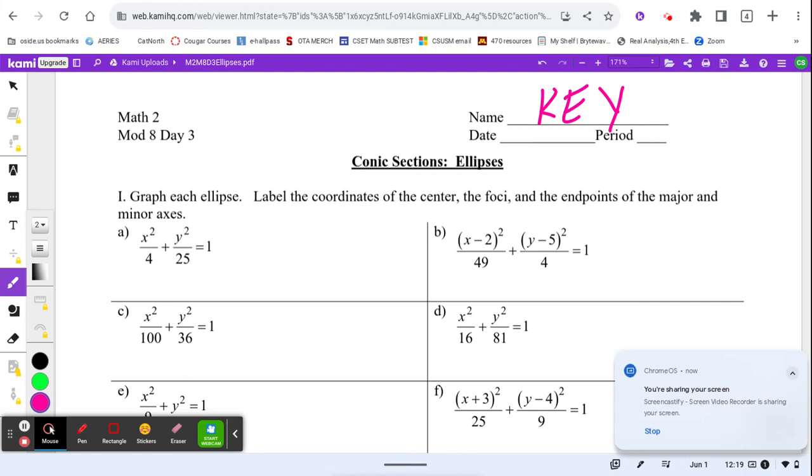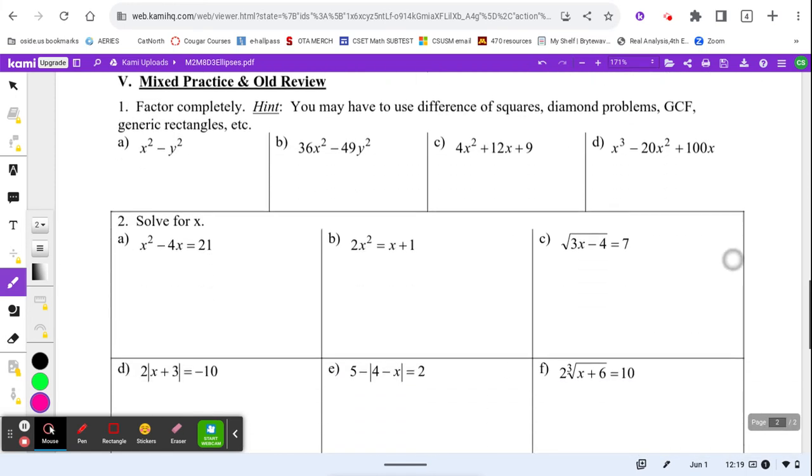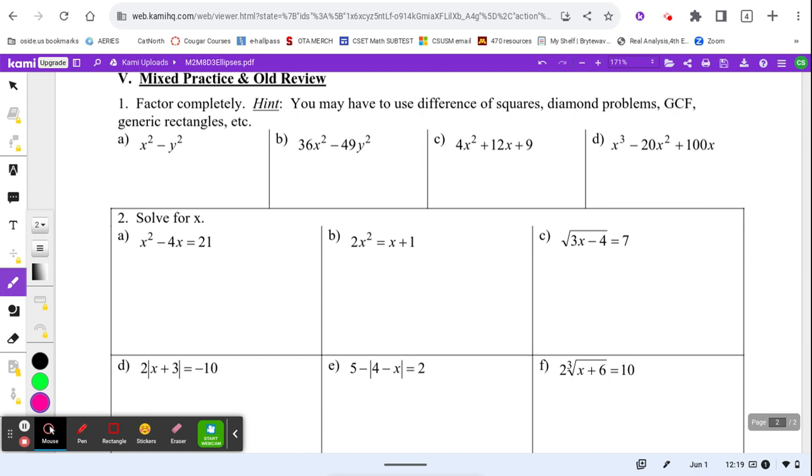All right, we're going to be looking at the back of this worksheet, the conic sections ellipses. And back here is our old review, our mixed practice. So it's asking us to factor for this first section. And so remember, when we're being asked to factor, our answer is going to be with some parentheses. We're not solving all the way.